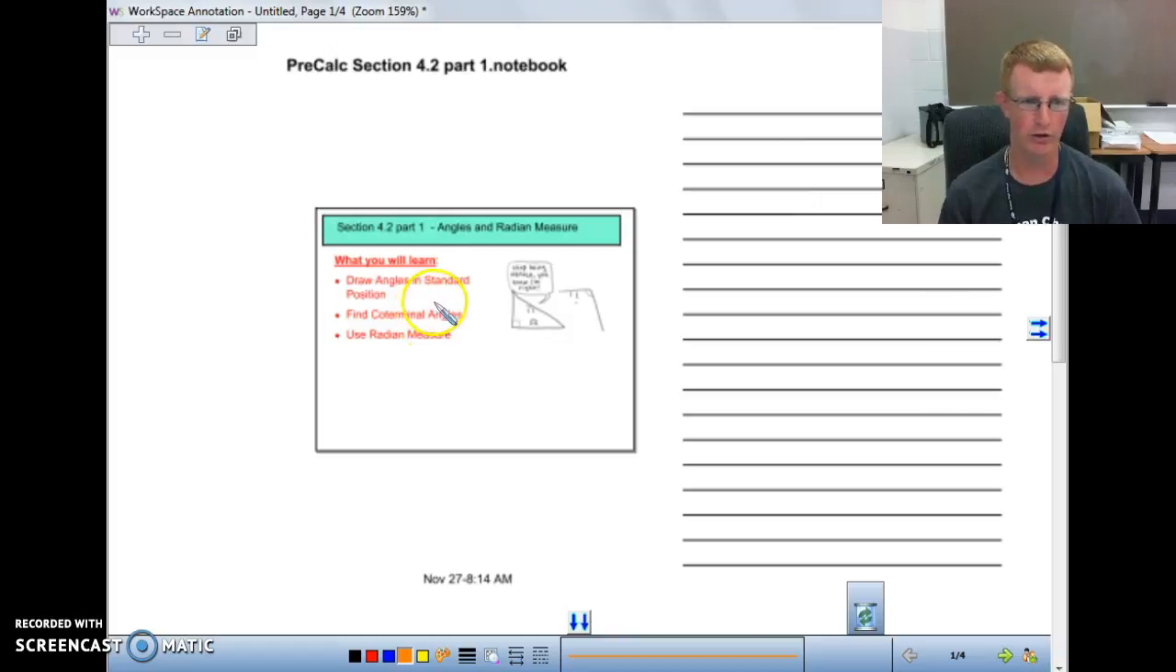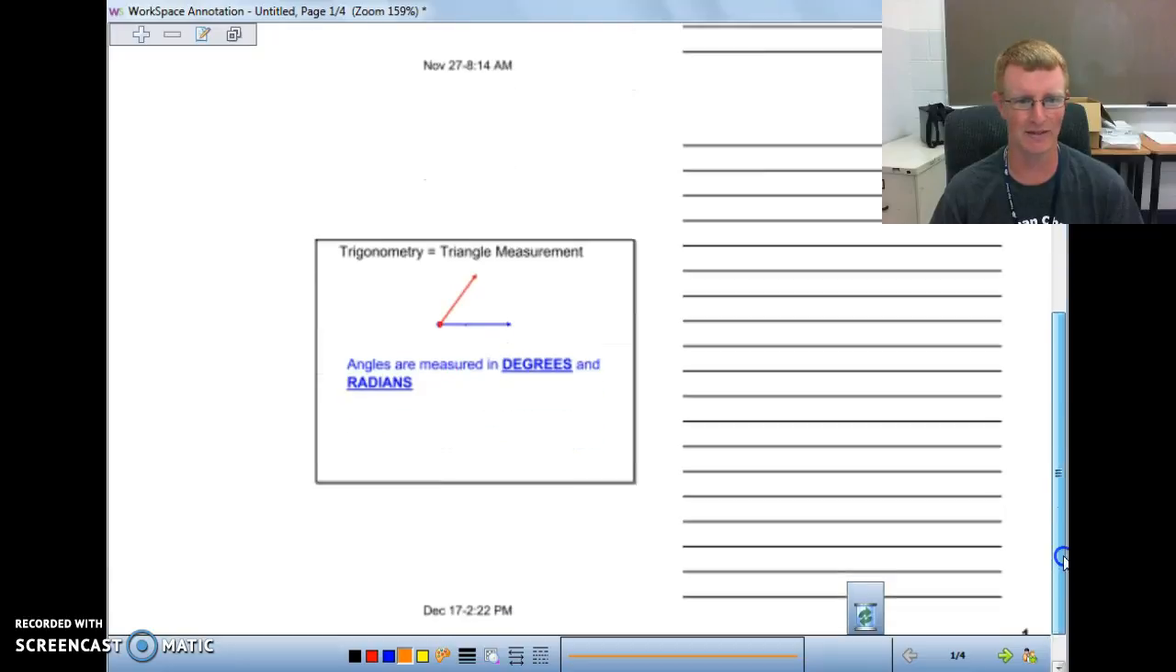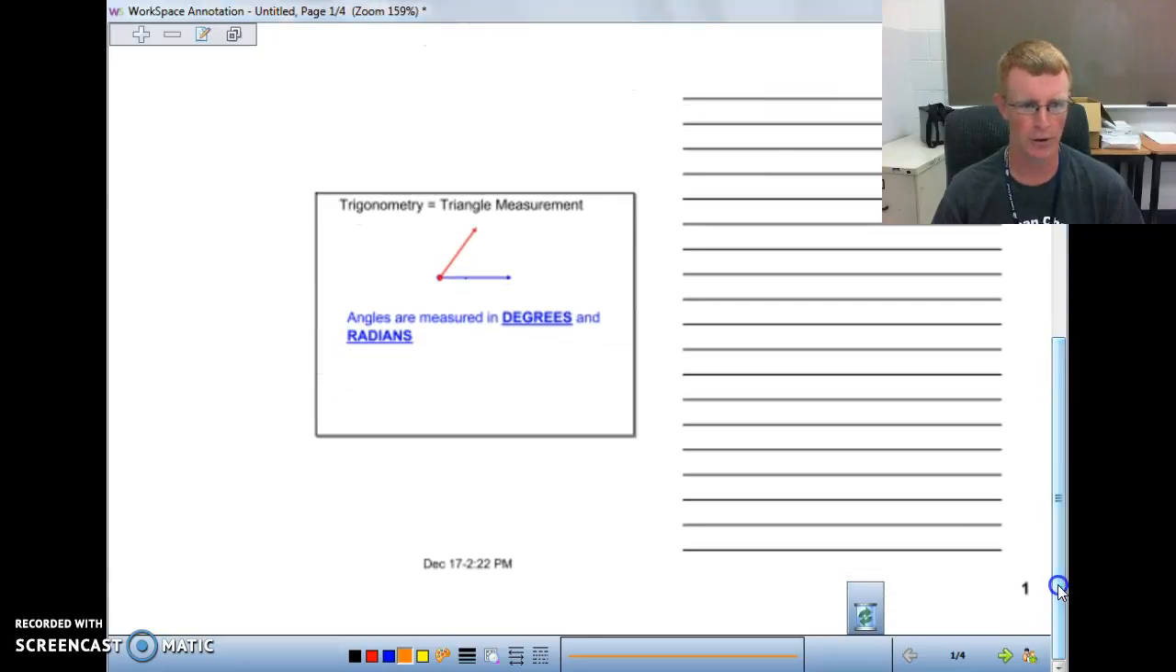So what we're going to learn in this section is we're going to learn to draw angles with standard position. Most of you have drawn angles before, but maybe not from standard position. You may not know what that is. We're going to find coterminal angles, and we're also going to use radian measures. We may have talked about radians in here before, maybe not, but it is another way to measure angles. So let's get into that right away, talking about the difference between degrees and radians.